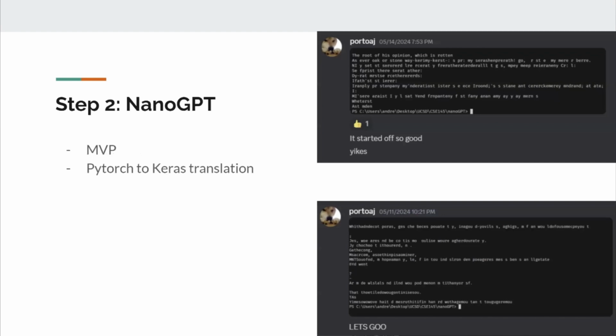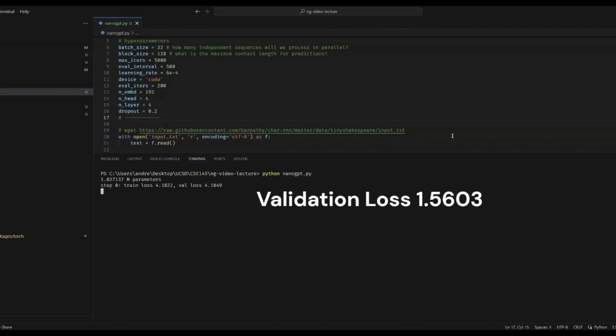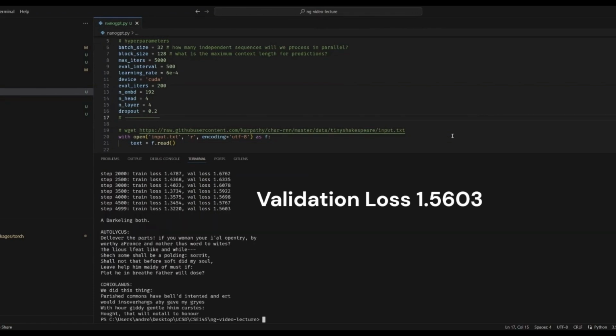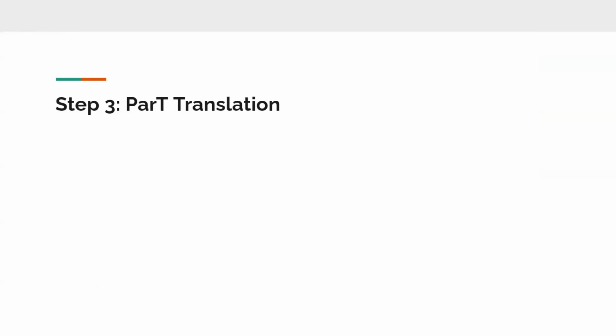Step 2 was implementing NanoGPT in PyTorch. This went very well, and we used this as our MVP. We also did a PyTorch to Keras translation, practicing all of the different steps that we're going to have to do to go from PyTorch to Keras for when we did it for the particle transformer later. This video shows us training the NanoGPT model and then a little bit of its output, as you can see here. It's just taking in some Shakespeare and then outputting some Shakespeare of its own.